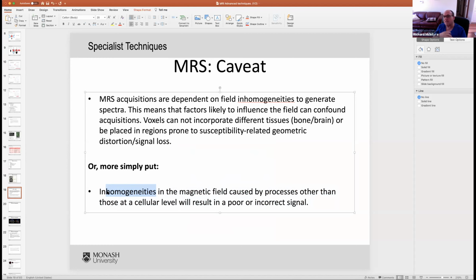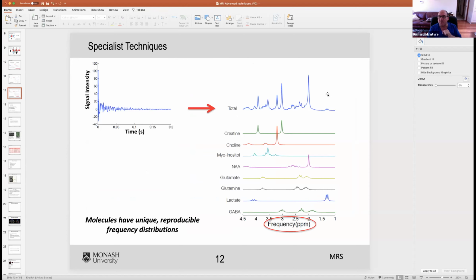It's very, very sensitive, because when you think about it, we're assessing the frequency of the different metabolites. So we must be absolutely homogeneous to get any variation in those metabolites as a result of the electrons around those metabolites. We must be homogeneous.